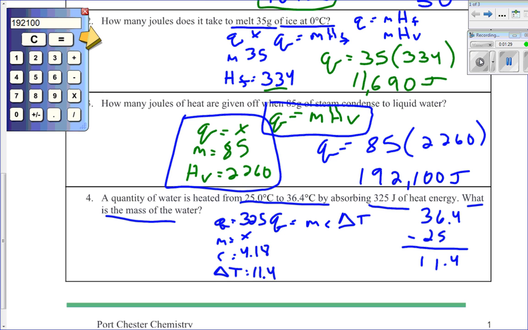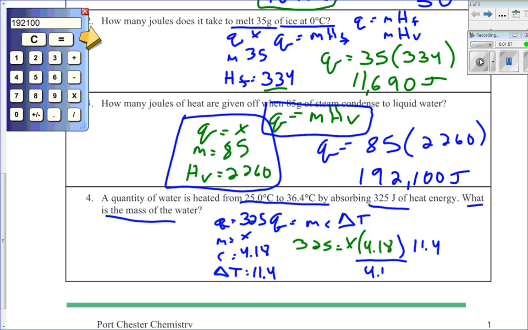So now once we've done the setup here, we're going to start plugging numbers in. So we have Q equals 325 is equal to M, which is X, times 4.118 times 11.4. And there we have X connected to some other numbers there, so we need to get X on its own. So we're going to divide by both 4.118, and then we're also going to divide by 11.4, and now we have X on its own.